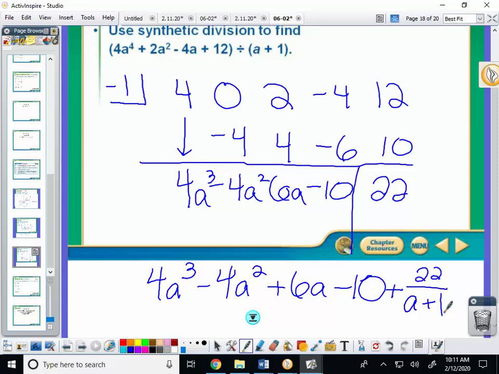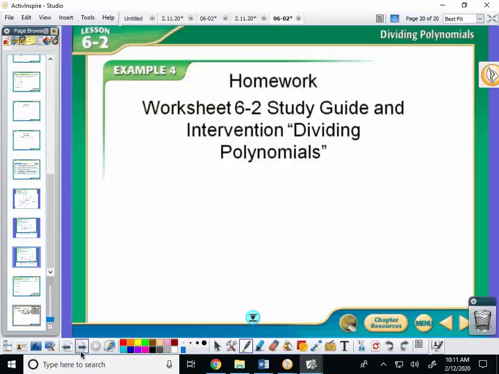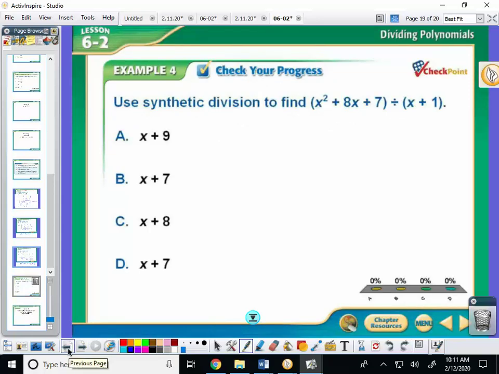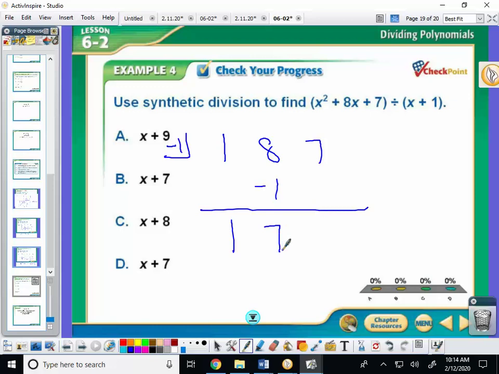The next time I want you guys to try. See if you can do this on your own. I'll come around and check your work. So when I write my coefficients, I have 1, 8, and 7. What am I going to put in the box off to the side? Negative 1. Bring down my 1. 1 times negative 1 is negative 1. I add, I get 7. Multiply negative 7, I get 0. What is 0 again? Remainder. 7 is the constant. 1, x plus 7 over here.